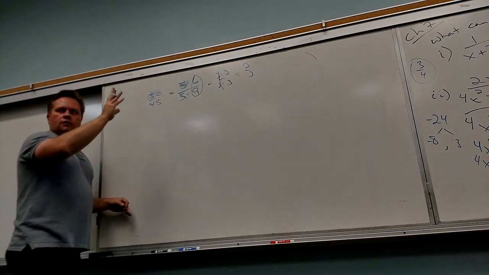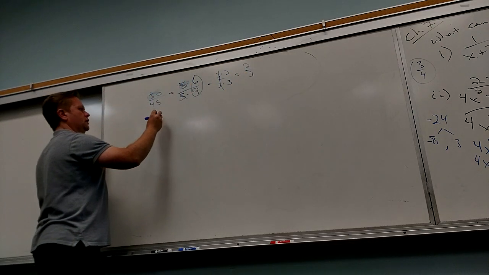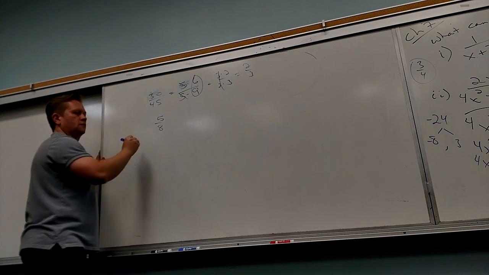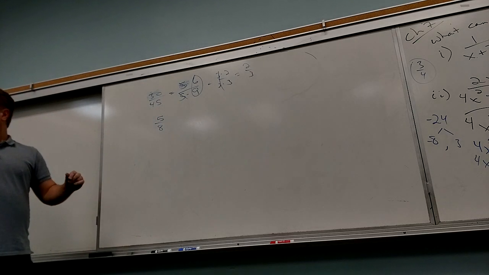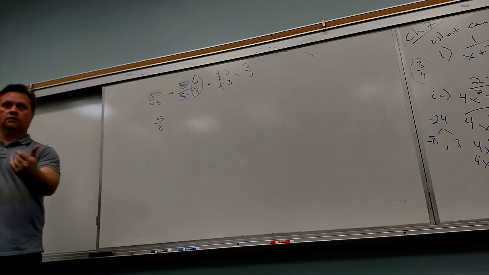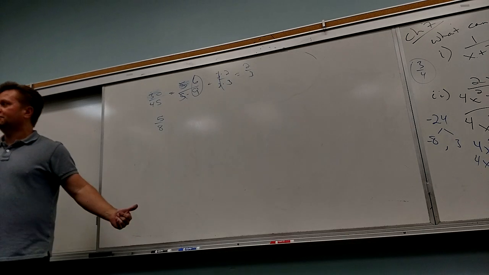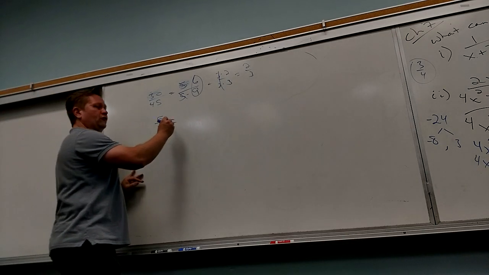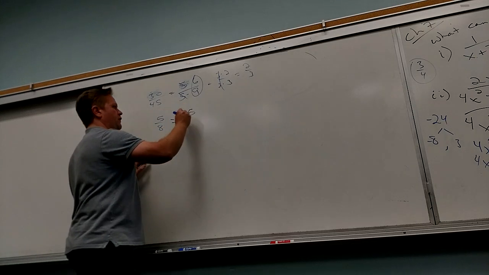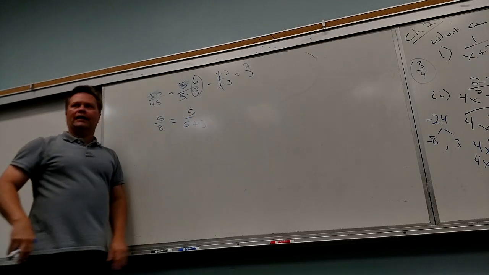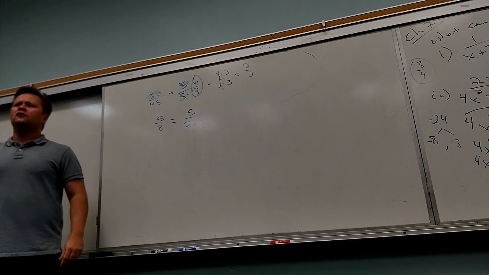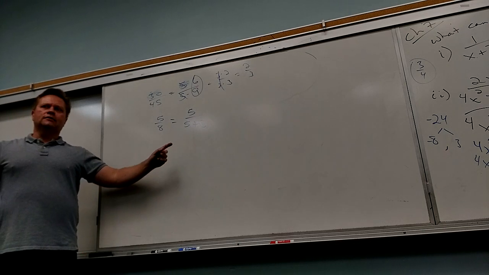Now, can I reduce this? Not a trick question. Can I reduce that? No. Even if I make it 5 over 5 plus 3, can it cancel the 5s? No. Of course not. Why not? Because they're connected to the 3.